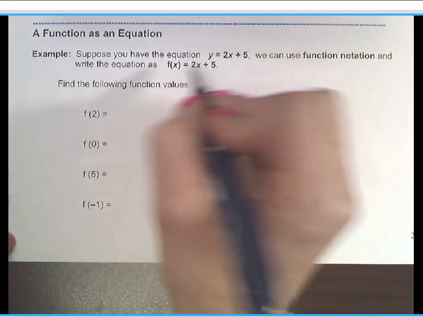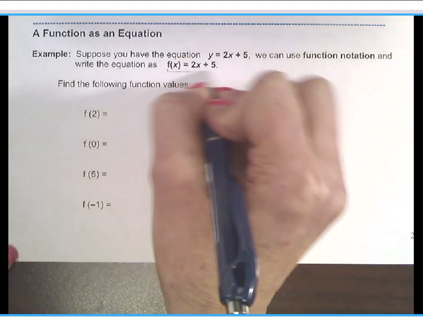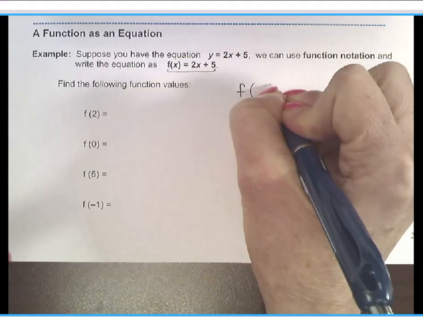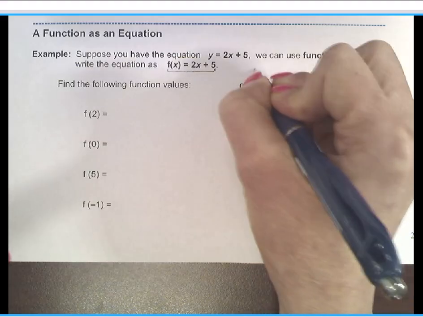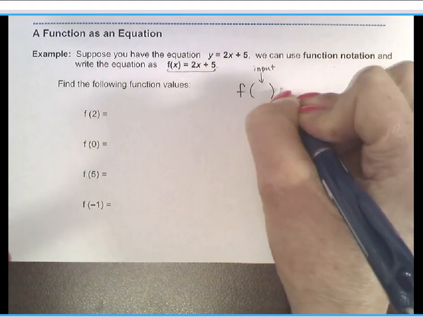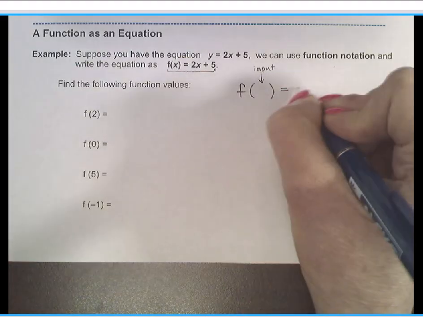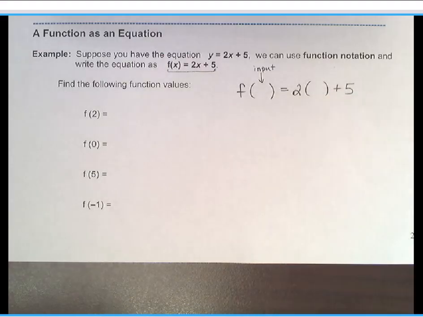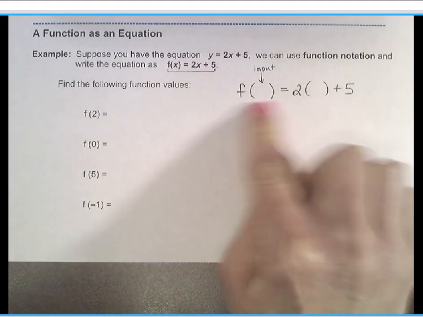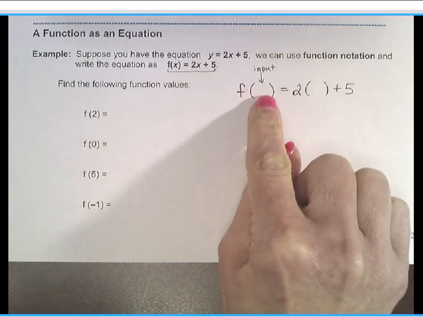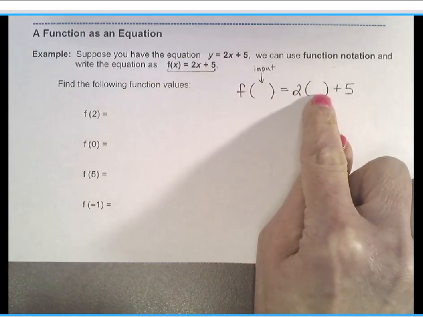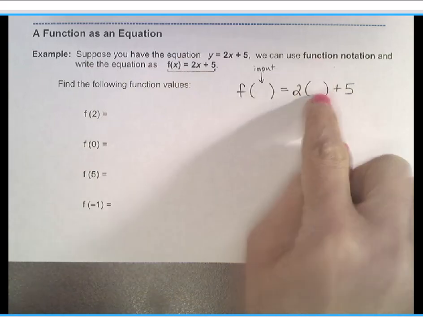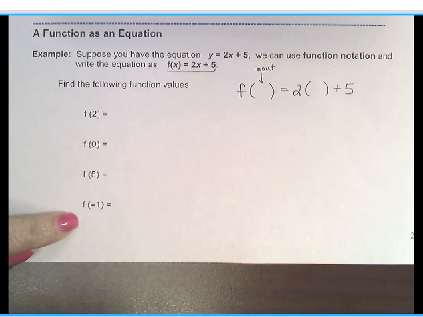And when it's written like this on paper, I still think of it as a function machine. So you have f of something, this is going to be your input. And whatever you drop in as your input is going to get doubled, and then it's going to get 5 added to it. So I like to set this up as the skeleton of the function. And I think of whatever I drop into parentheses on the left as also getting dropped in on the right. So that's my function machine. I'm dropping in a value. So we're going to drop in these values and see what we get.